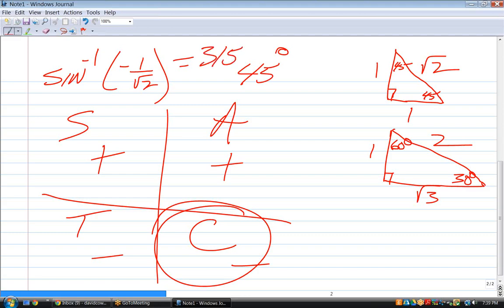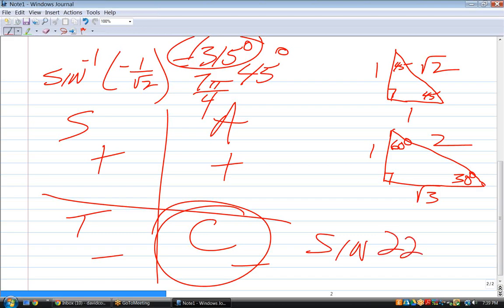315. That's your answer. Or 7 pi over 4. Right. Now, why did I not give the third quadrant as the answer? Because the sine of 225 is also -1 over root 2. And that's true. So it depends on the domain they gave you.